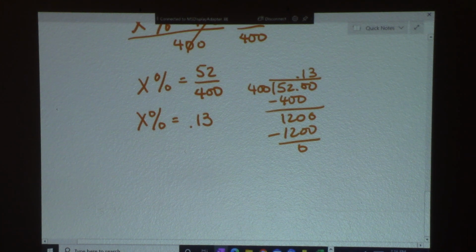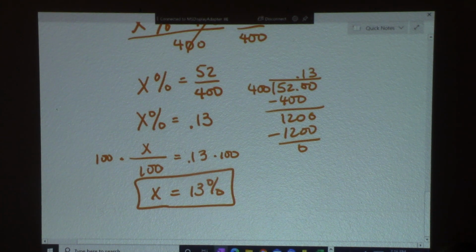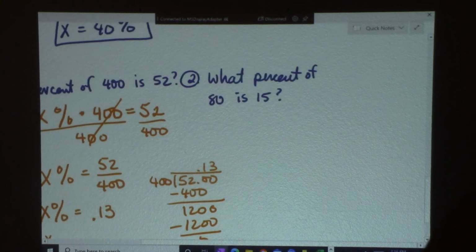So my decimal is 0.13. So I'm going to change X percent to X over 100. Multiply by 100 on both sides, which moves my decimal over, so I get 13%. And that's my answer. All right, let's do the second one.